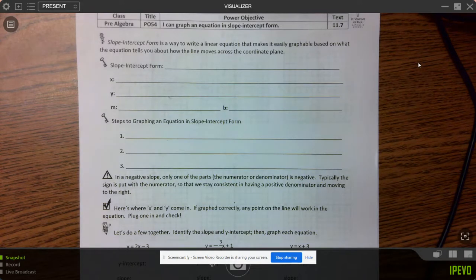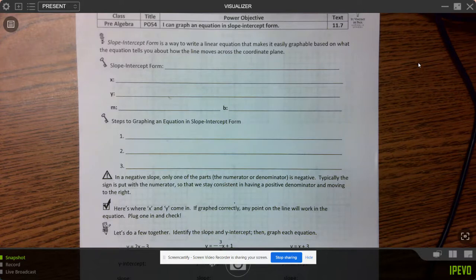Today we are starting off with PO54. I can graph an equation in slope-intercept form. Because it's a PO and it's something that we really need to have mastered, we will be spending 2 days on this objective because it's very important that we understand it. It's building off of objectives that we've done in the past. So let's look at what the slope-intercept form is.